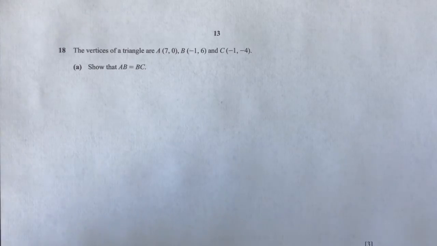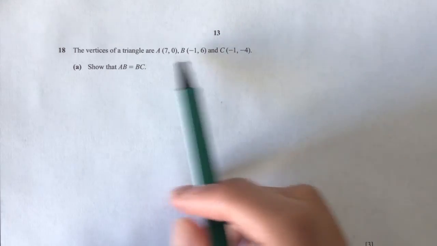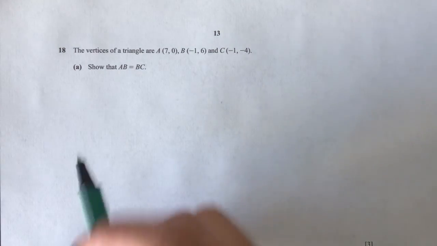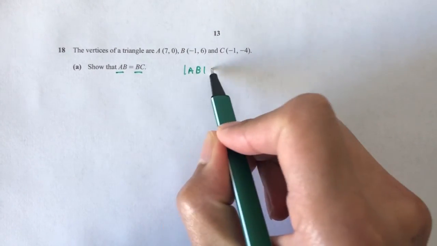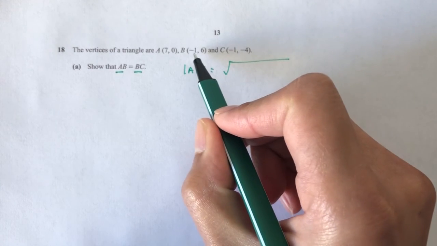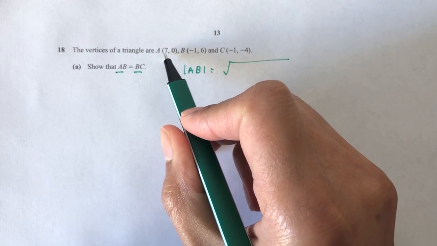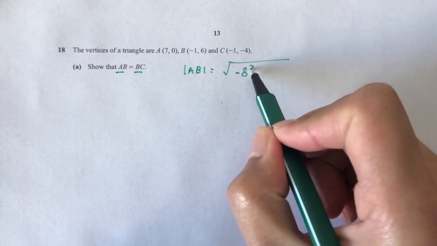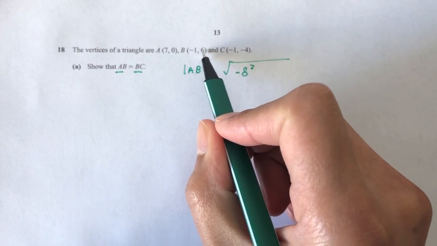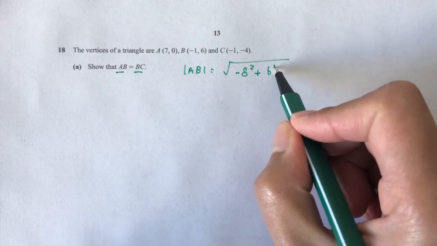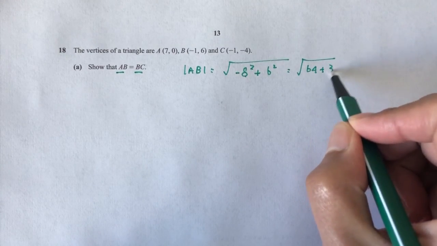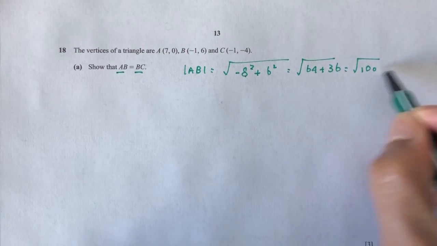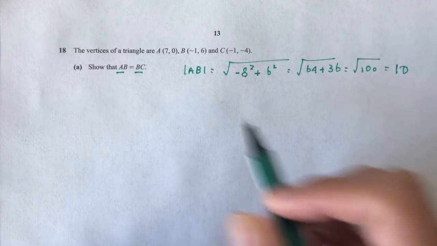Question number 18, we have the vertices of a triangle ABC as follows. So we have the points for ABC. Show that AB is equal to BC. So we can find the length of AB first. That will be -1 minus 7, that will be -8 squared, and then 6 minus 0 will be 6 squared. So 64 plus 36, that will be 100, which is 10. So the length of AB is 10.